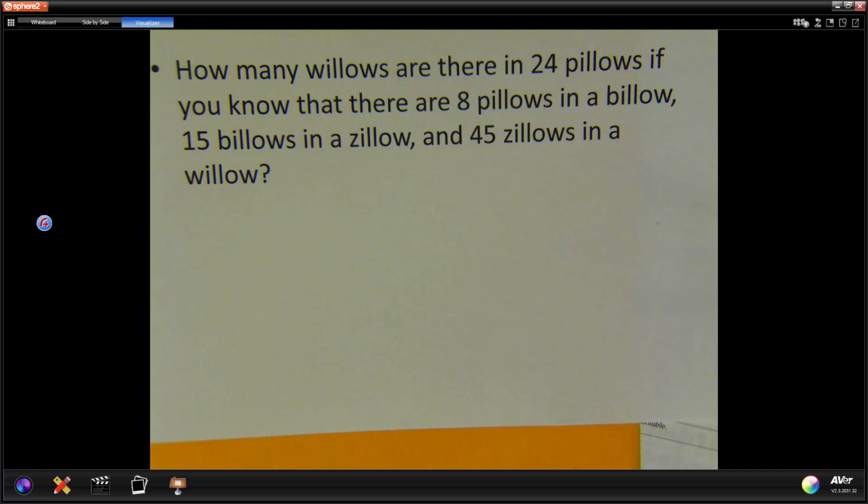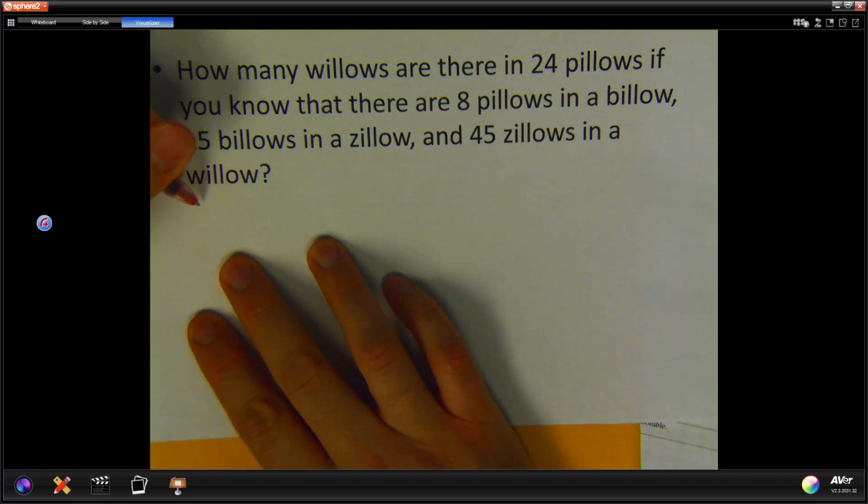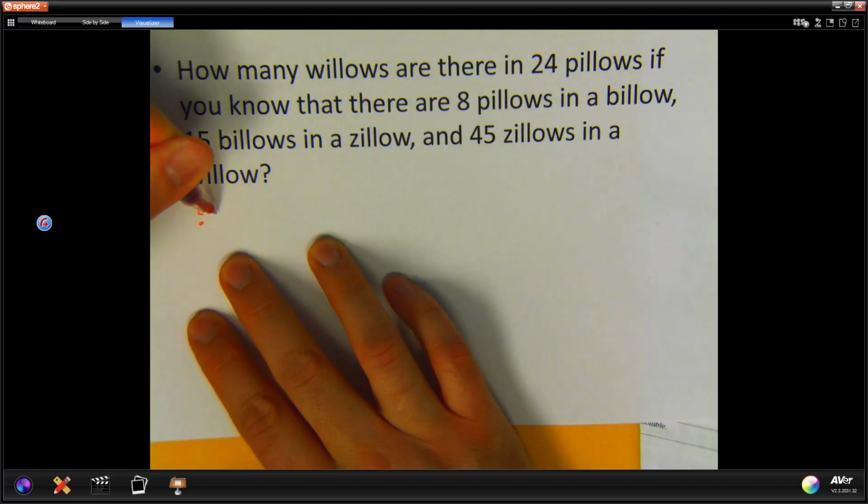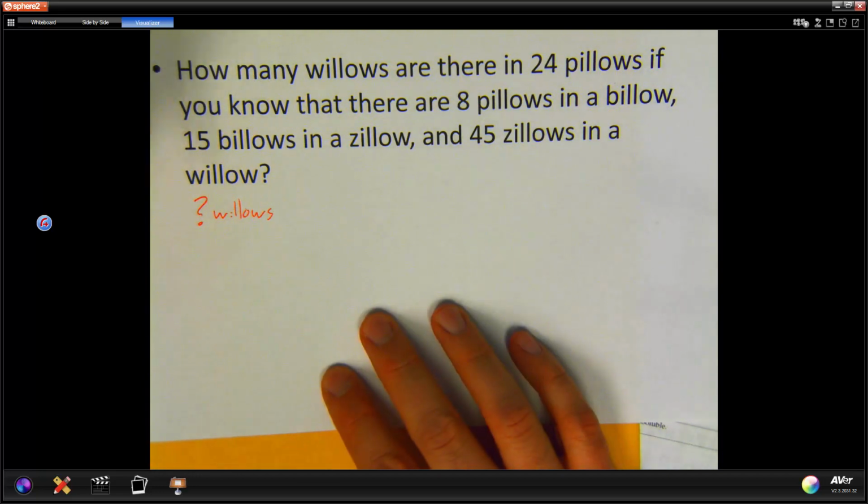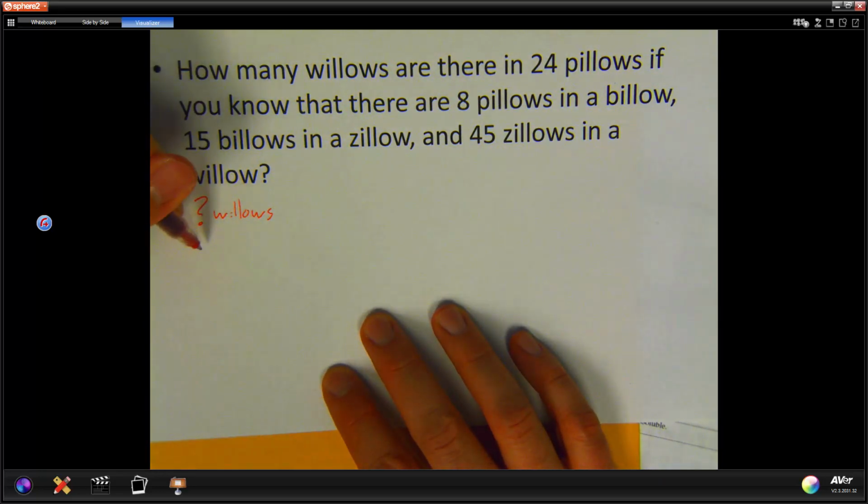So again, the first thing we want to do is go through and make a table of useful information. And as we go through that table, we will then use that to solve the problem. So first thing, I'm going to write question mark. So how many willows? We're looking for willows in our answer. So we'll start with that. And there are 24 pillows. Okay, so that's a statement.